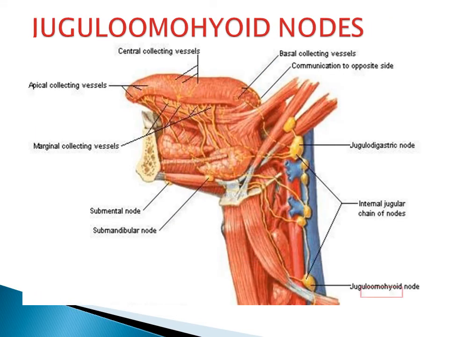Let us see the position of the jugulo-omohyoid node. Can you see the jugulo-omohyoid node marked there? Though we said the lower group is below the intermediate tendon of omohyoid, we can see that the jugulo-omohyoid is located just above the intermediate tendon, and it lies on the internal jugular vein. So this is the jugulo-omohyoid node, that is the principal node of the tongue.